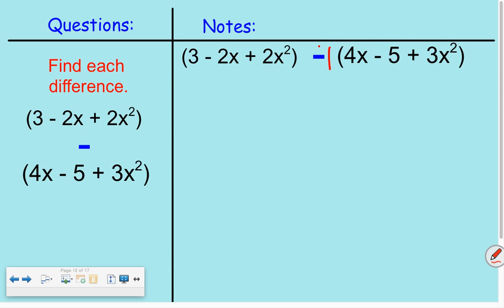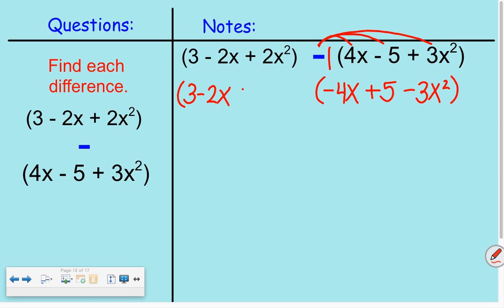First step is distributing negative 1 to the second polynomial. Negative 1 times 4x is negative 4x. Negative 1 times negative 5 is 5. Negative 1 times 3x squared is negative 3x squared. Bring down my original, or my first polynomial, and put addition in the middle.